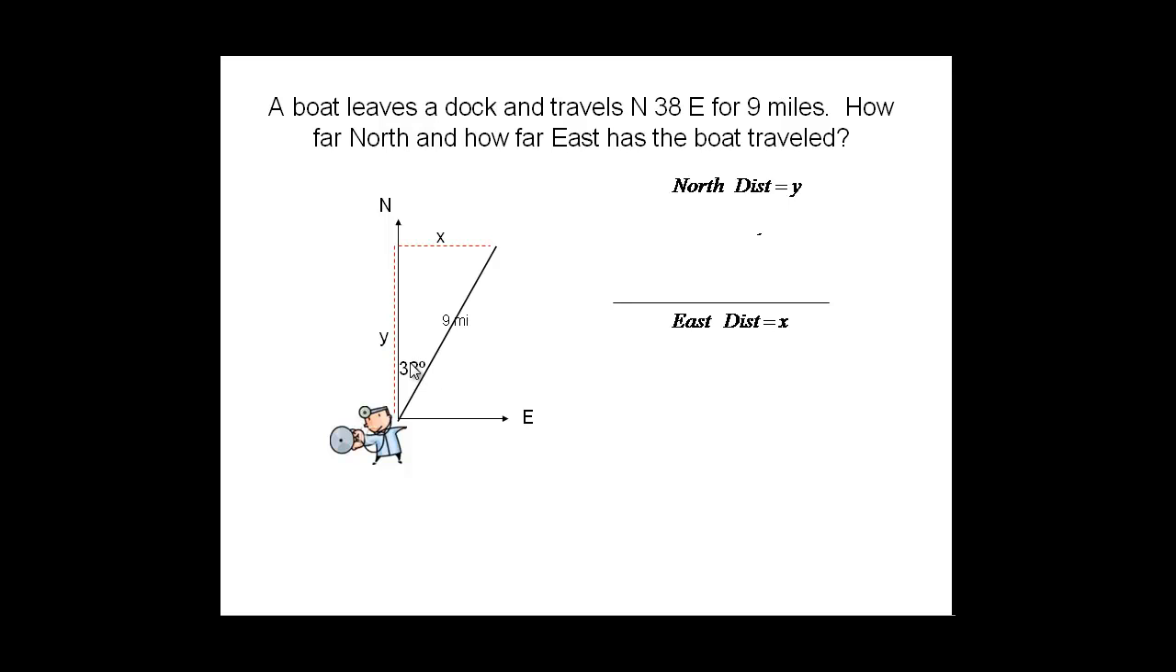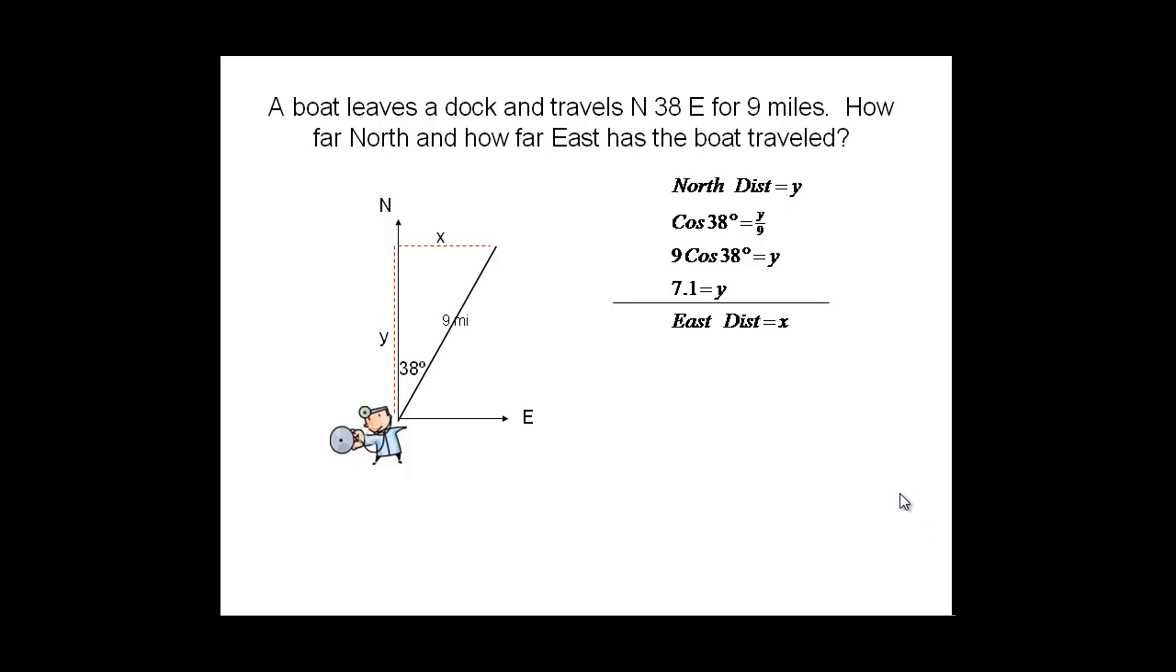To get y, we have 38 degrees. Y is adjacent, 9 is hypotenuse. Adjacent over hypotenuse is cosine. So we have cosine of 38 degrees is y divided by 9. Then algebraically, we're going to multiply by 9, so you get 9 cosine of 38. Type that in the calculator, and you should get 7.1.